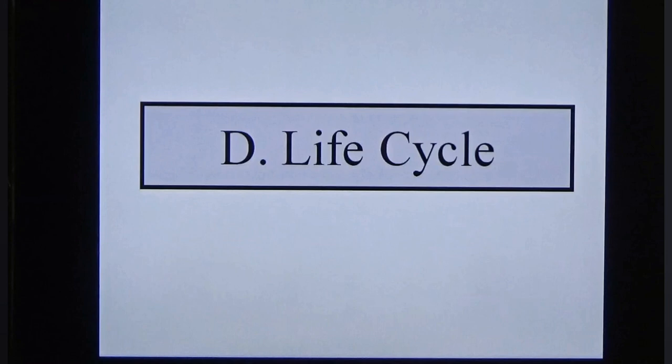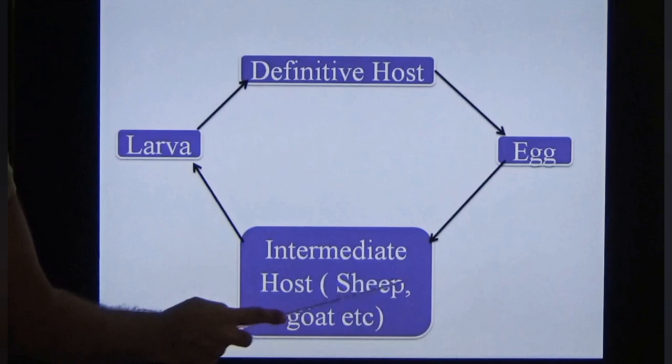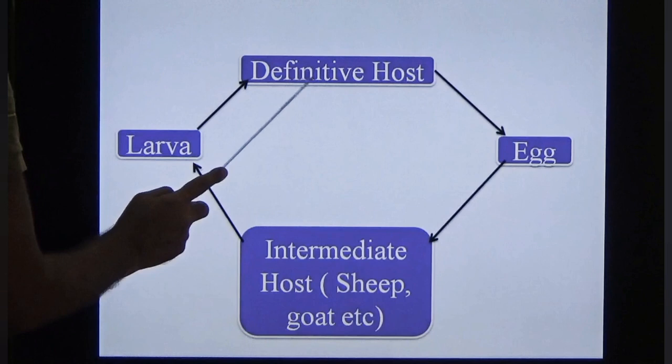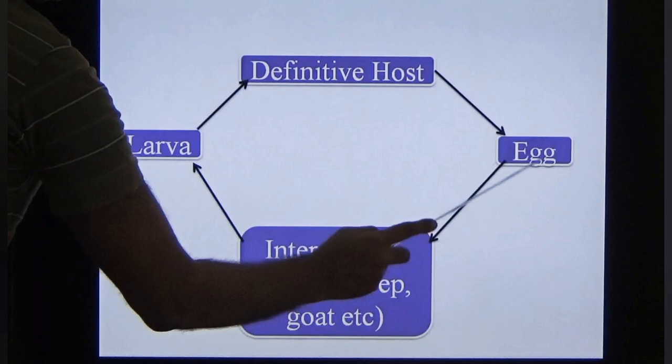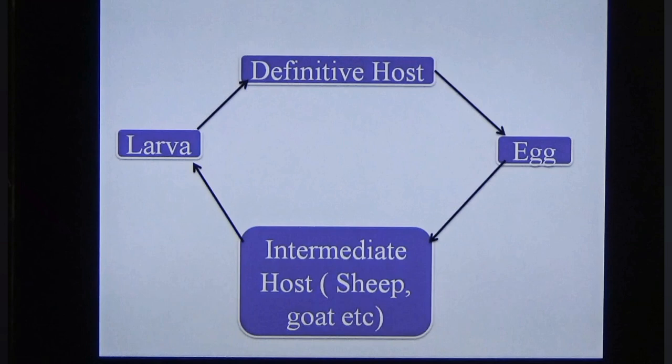So the life cycle is very simple: definitive host and intermediate host. You know what a definitive host is? Here it is a dog and other canines, and the intermediate host is sheep and goat. The definitive host has the adult worm, as we know the definition of a definitive host is the presence of the adult worm and the sexual life cycle. The definitive host having the adult worm produces the egg, and that egg will affect the intermediate host. In the intermediate host, the larva develops, and that larva will affect the definitive host, so the life cycle continues. Very simple. We will talk about the details.